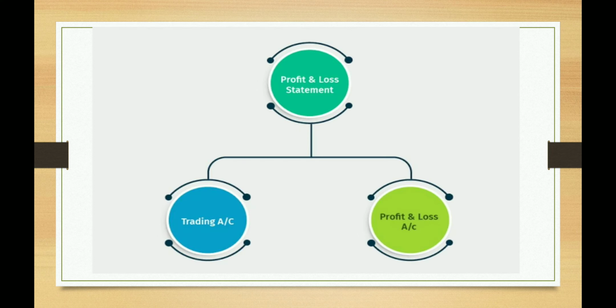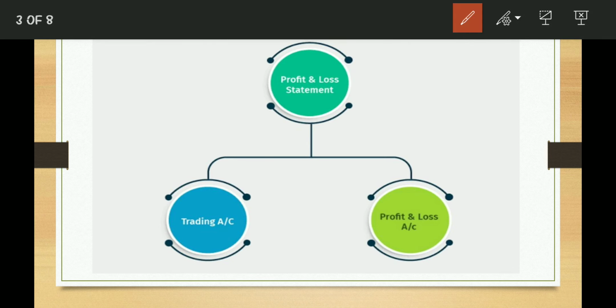So the profit and loss statement has two parts. First is trading account and second is profit and loss account. As we know, the business premise can be divided in three parts. First is factory, where the products are made. Second is warehouses, and third is administration.